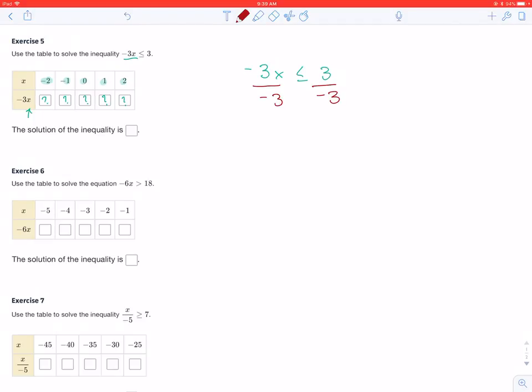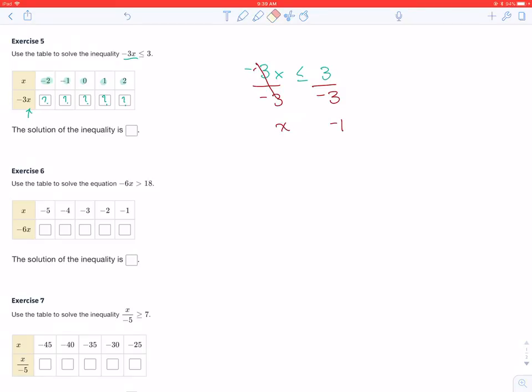So I'm going to put these both into the same color because I'm dividing both sides by -3. Even though this 3 is positive, what I'm trying to get rid of is this -3 on the left side, which means I need to divide by -3. And if I divide by -3 on the left side, I also need to divide by -3 on the right side. And that's going to leave me with x is less than or equal to 3 divided by -3 is a -1.